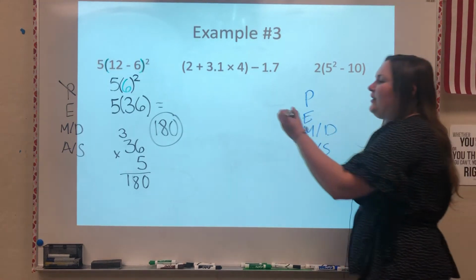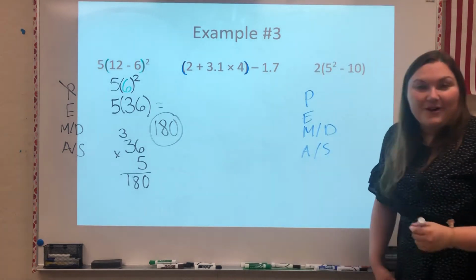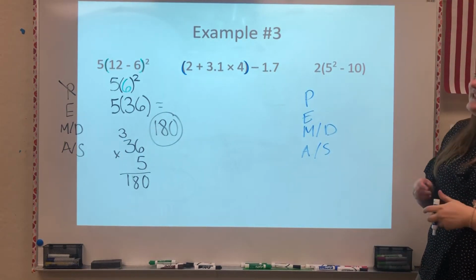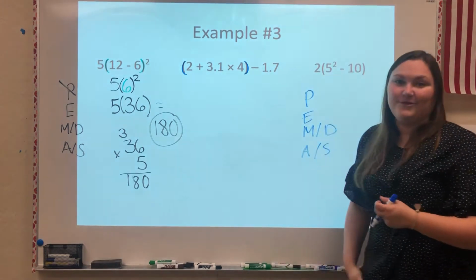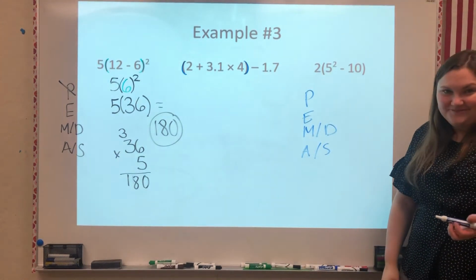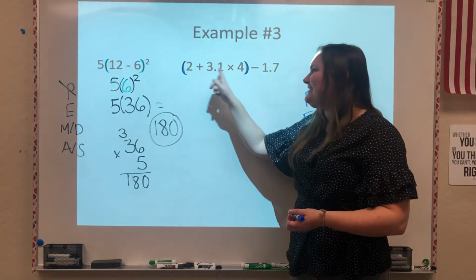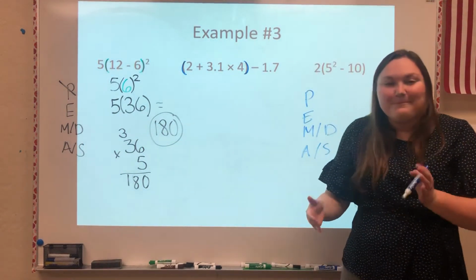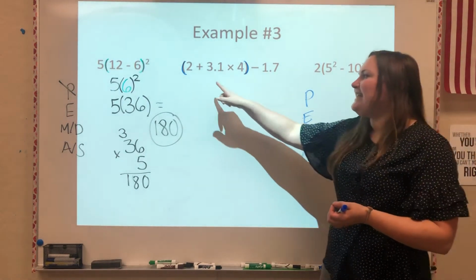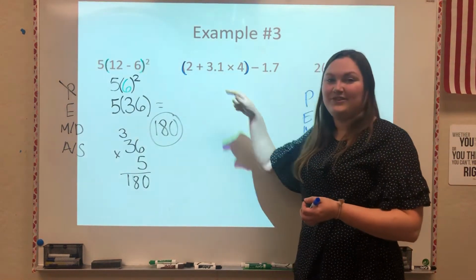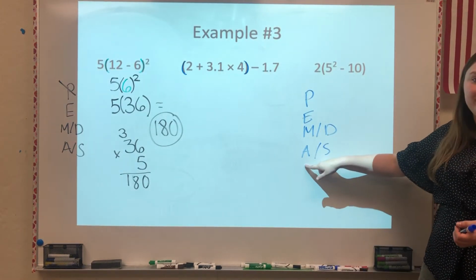Well, here if I look at my parentheses, I notice there's a lot going on. There's actually 2 things inside those parentheses. There's addition and multiplication. What do you think I'm going to do first? Well, if you've got more than one thing in your parentheses, you treat it kind of like a mini problem. So you're going to go back to PEMDAS and say, well, inside the parentheses, I've got addition and multiplication. What would come first? Well, multiplication would come before addition.